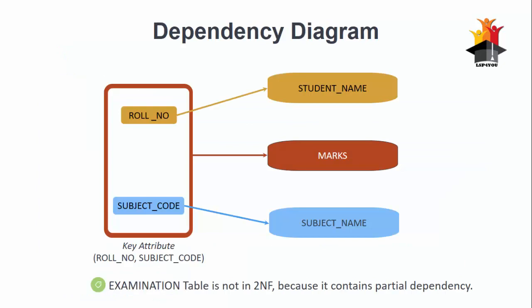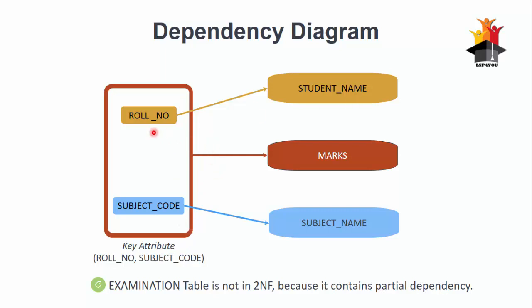Let's see the dependency diagram. In this diagram, the key attribute is the combination of roll number and subject code, and student name, marks, and subject name are the non-key attributes. See, clearly we can see the marks. Marks is fully functionally dependent on the key attribute.